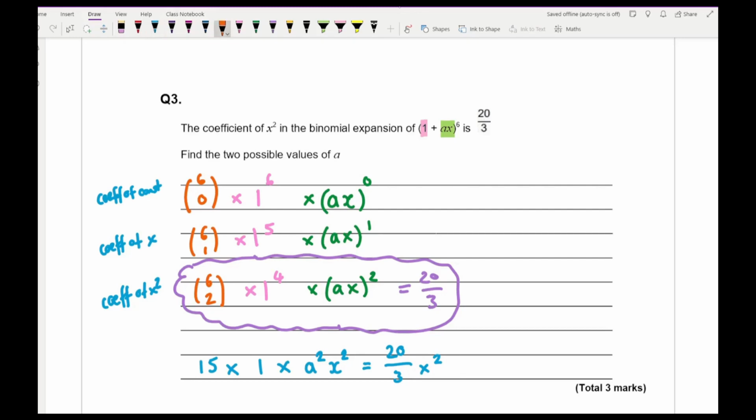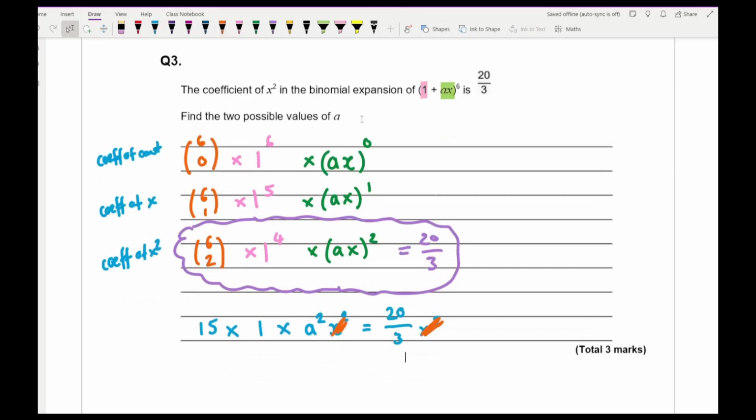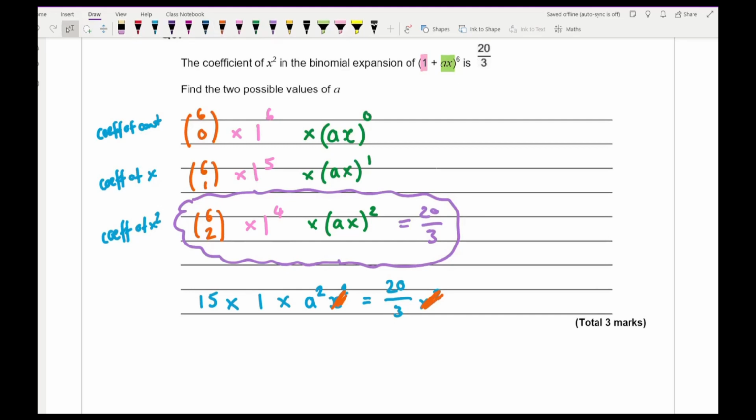Now from this, what I can then do is just get rid of the x squared from both sides, and it just makes it a little bit easier for me to find out what a is going to be. So here I'm going to be left with 15a squared equals 20 over 3. And all I need to then do is a bit of rearranging. So here I find that a squared is going to equal 4 over 9. So therefore a is going to equal plus or minus 2 over 3.